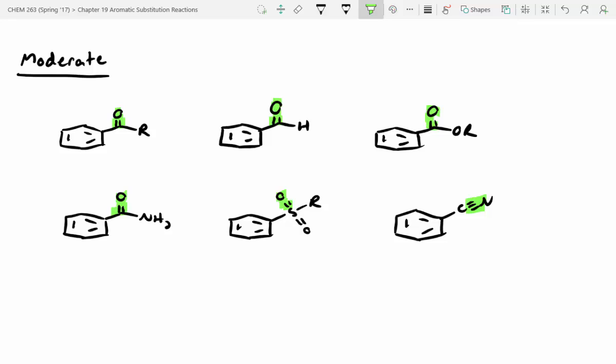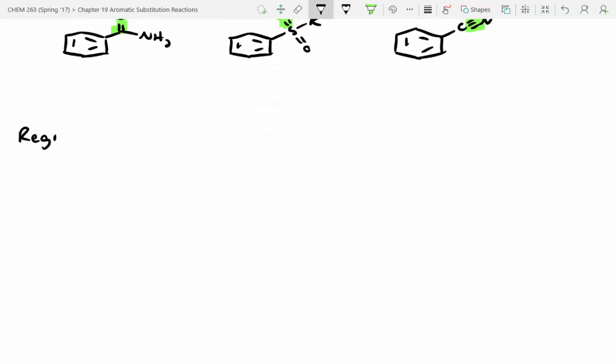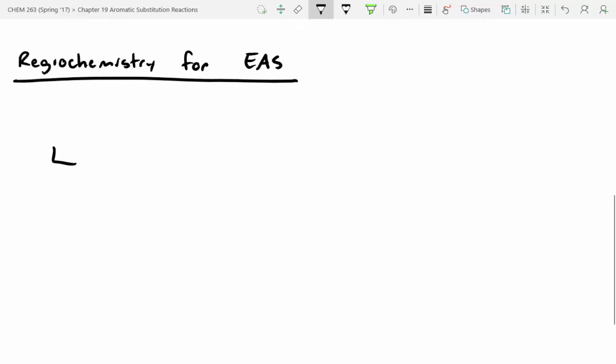All right, so let's take a look at the regiochemistry here. I'm going to abbreviate electrophilic aromatic substitution as EAS. But what I want you guys to do is to draw all of the resonance structures for acetophenone. And then determine which carbons on the acetophenone are going to be the most reactive for electrophilic aromatic substitution. So I'll go ahead and draw the skeleton structures while you guys are working on that.